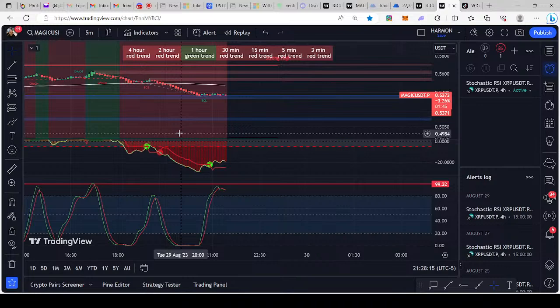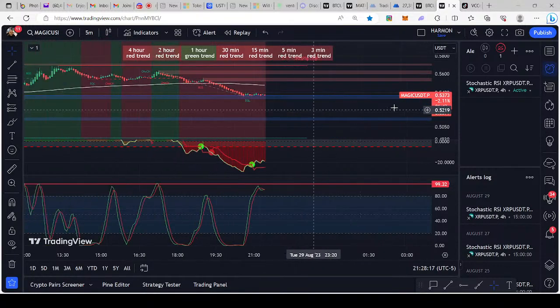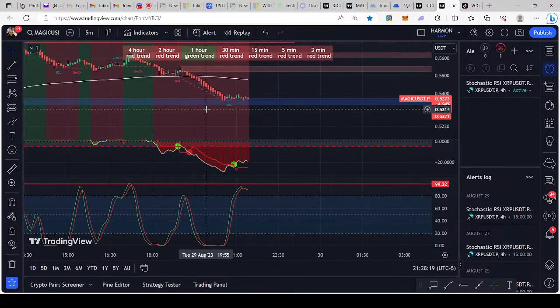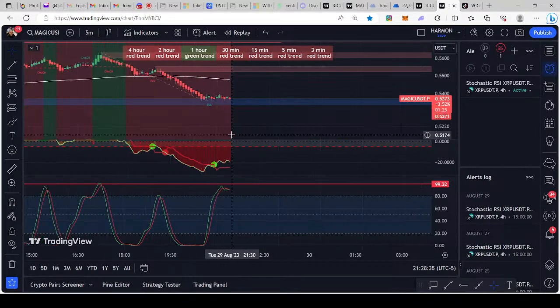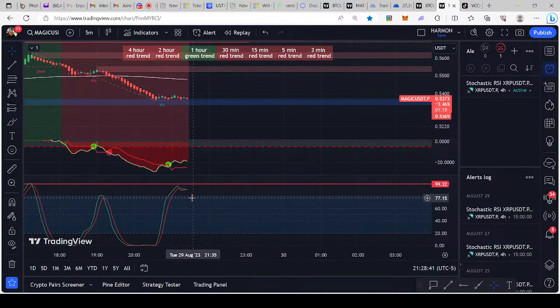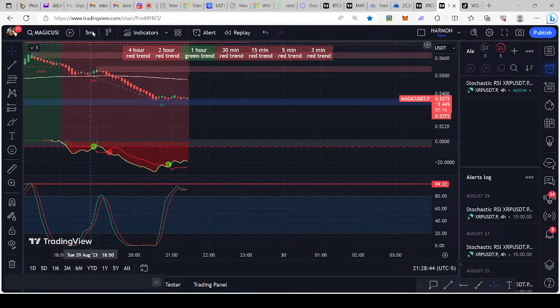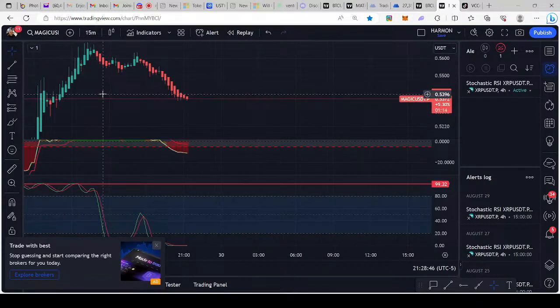Yo, bro, how did you find Magic? What is the best entry to sell Magic? Well, look at, who said that? Nuskia. So I would enter Magic on this 5 minute. I would sell it at its bottom. This is a lot of dump here.